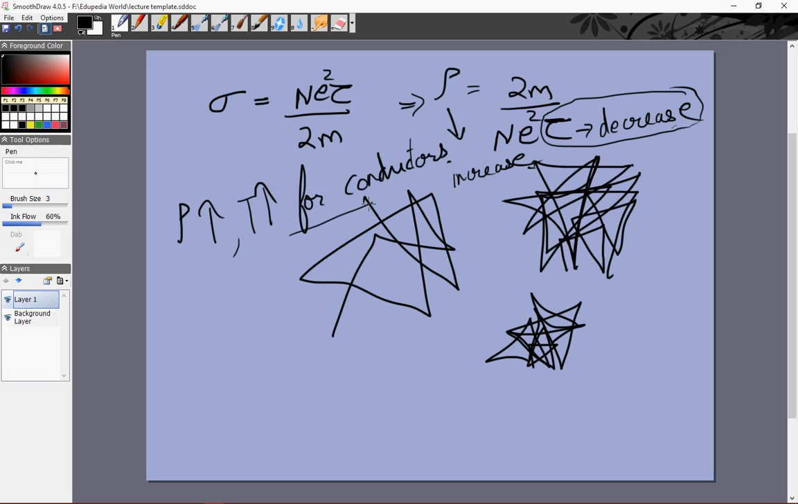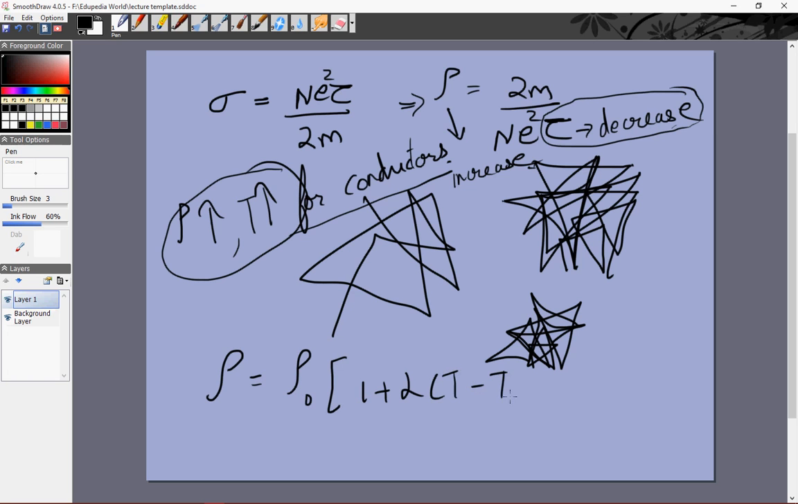For conductors is important because if you talk about semiconductors, which lie between conductors and insulators, it's the opposite. As temperature increases, resistivity decreases. But we're not talking about semiconductors right now. We're talking about pure conductors. And for pure conductors, this is the rule that follows. In fact, we follow a rule similar to what we used in heat transfer. We will generally say rho is equal to rho naught times 1 plus alpha T minus T naught.